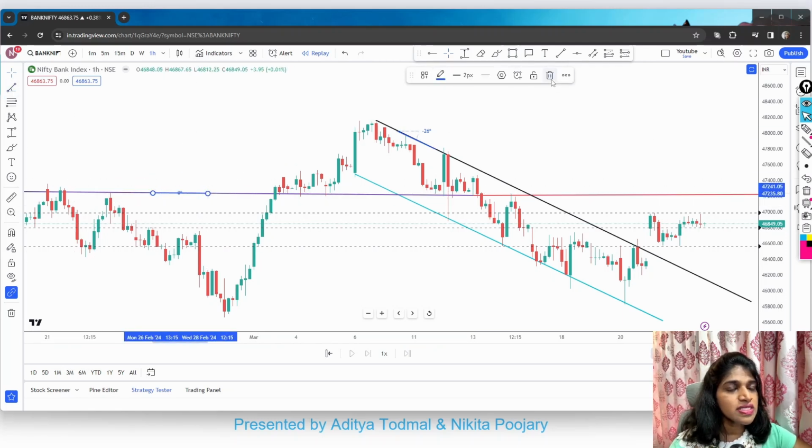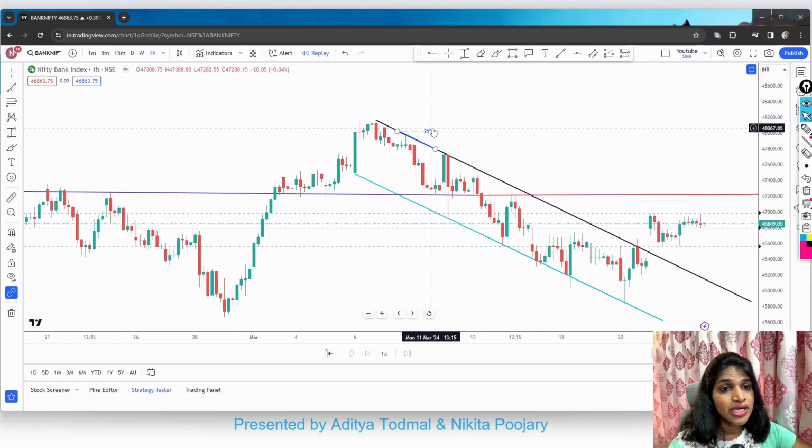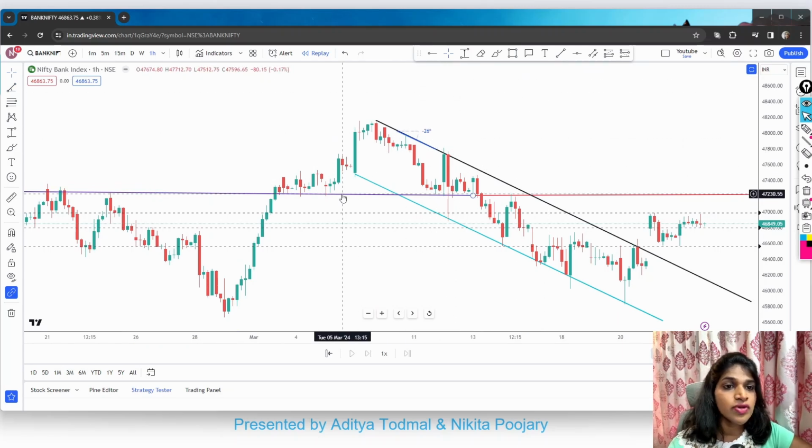Your support and resistance will always be 0 degree, and your trend lines will never be 0 degree. That's the reason those are trend lines, and supports and resistance will always be horizontal, no matter what. And trend lines will always be at some sort of an angle. So this is the basic difference between a trend line and support and resistance.